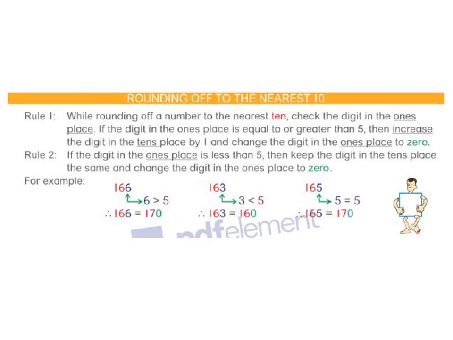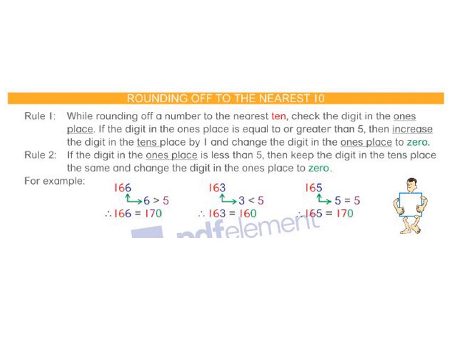So first of all, rounding off to the nearest 10. Whenever you have to round off a number to the nearest 10, you will concentrate on the number in the ones place. If that number is less than 5, then you will go to the previous 10. That means if the number is 163, then 3, the ones place number, is less than 5, so it will be rounded off to 160.